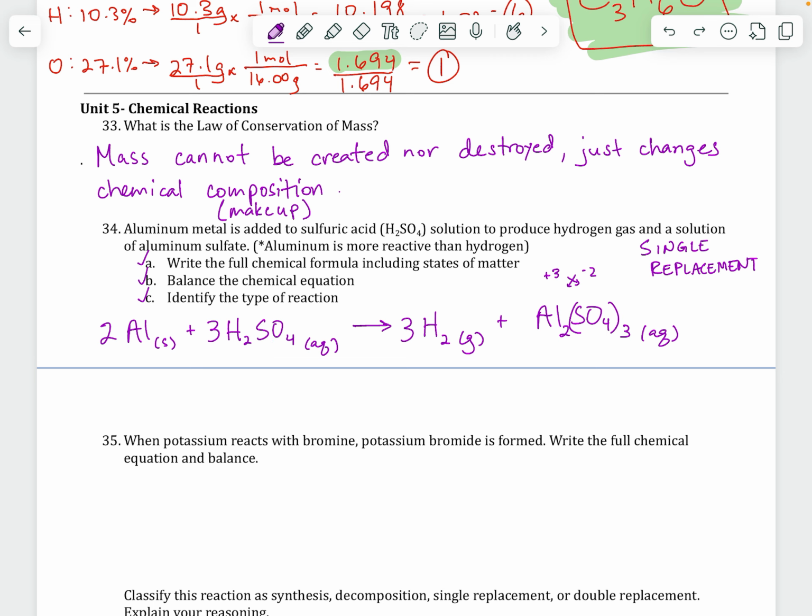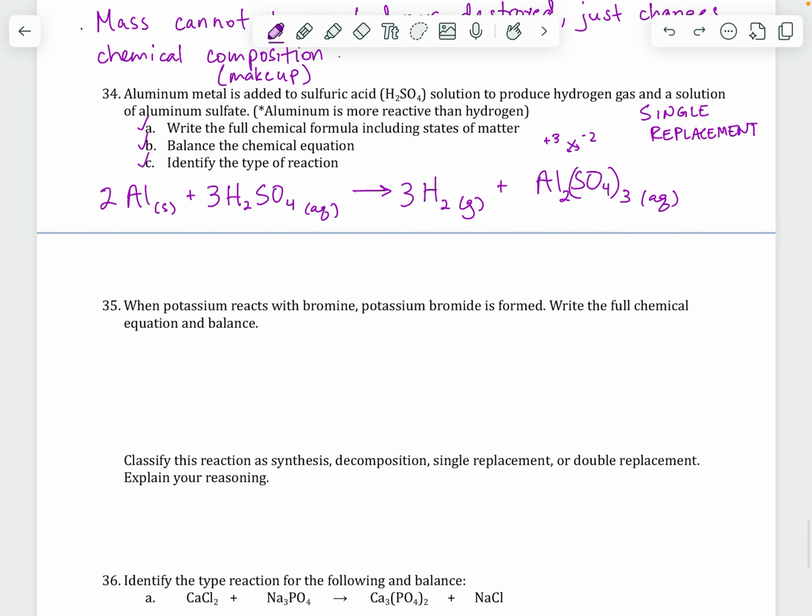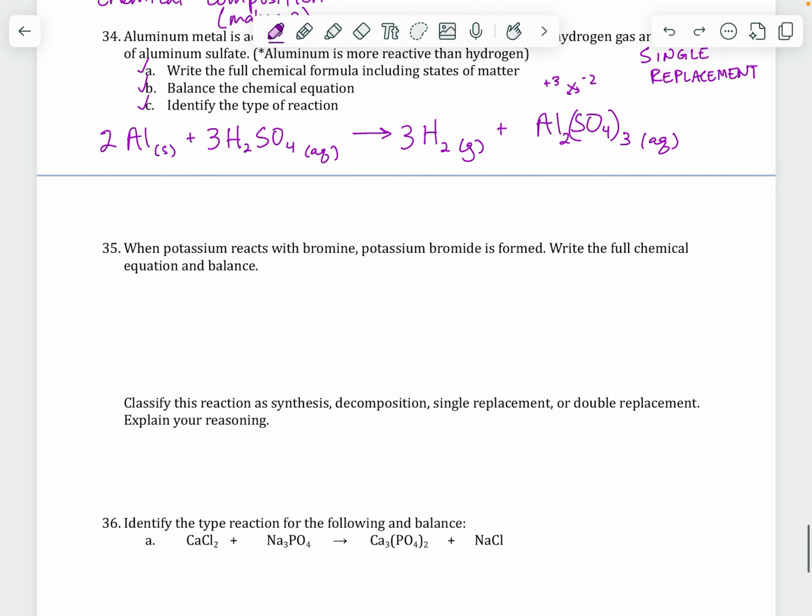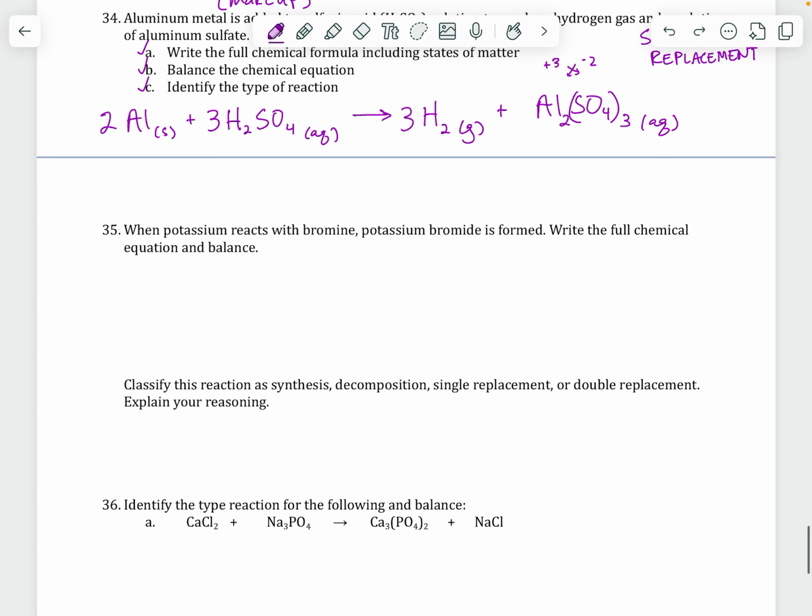When potassium reacts with bromine, potassium bromide is formed. Write the full chemical equation and balance. In this case, I don't expect you to just know off the top of your head what states of matter are, but you should know that potassium is by itself and bromine is by itself. And because bromine is by itself, it should be Br2 because it's part of Hänkel-Brief. It's a diatomic, and potassium bromide is formed because one's a metal, one's a nonmetal.